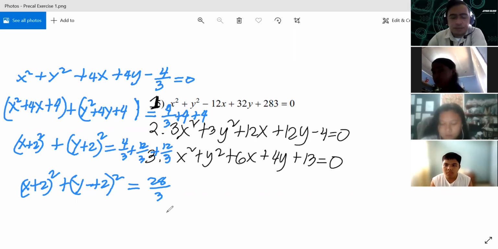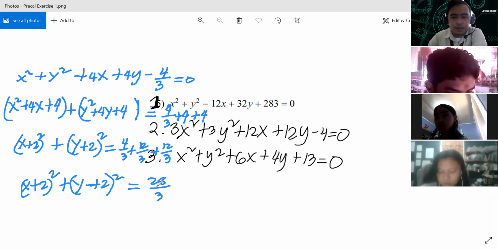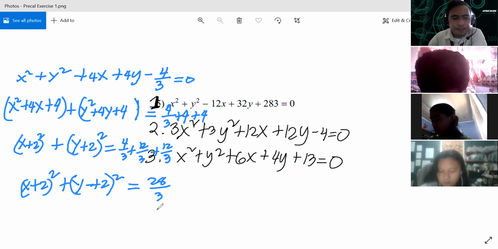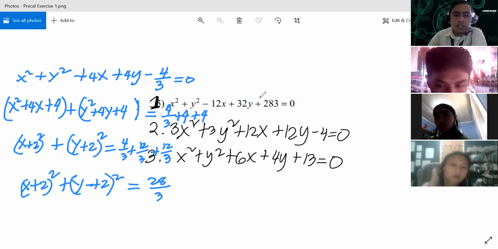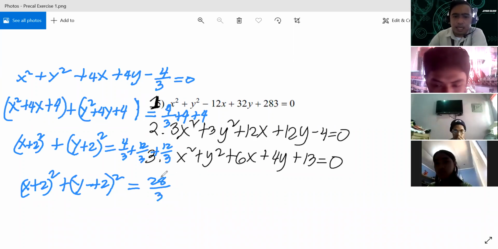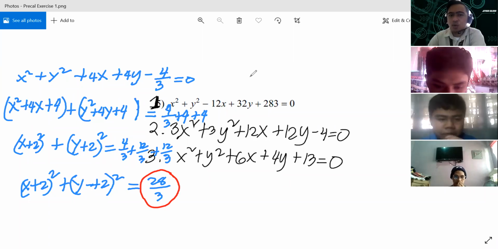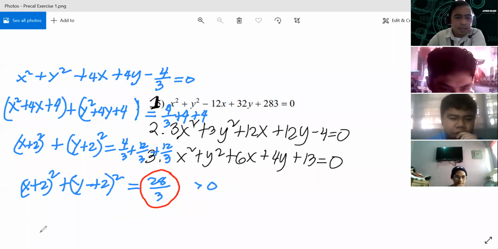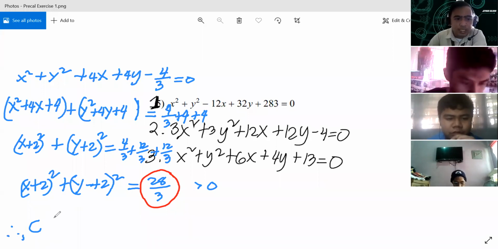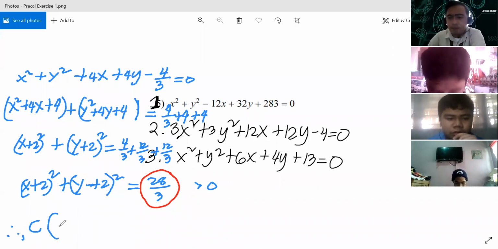Any reaction? Can we reduce this? 28 over 3. No. So, the question is, is it greater than 0, equal to 0, or less than 0? Greater than 0. So what will be the interpretation if that is greater than 0? Circle. Therefore, this equation is a circle wherein the center is at?